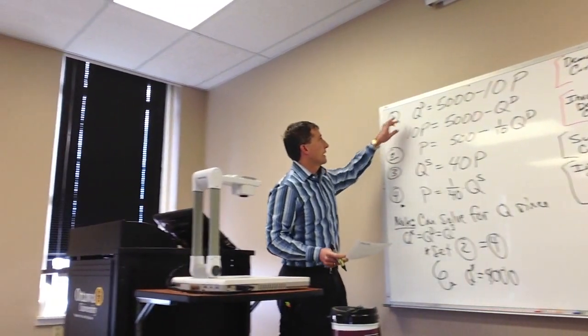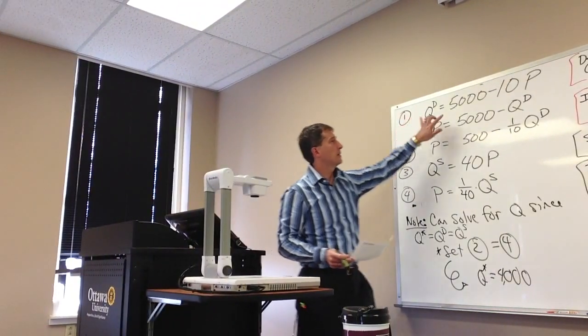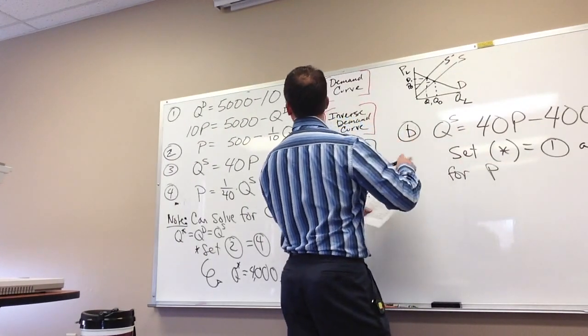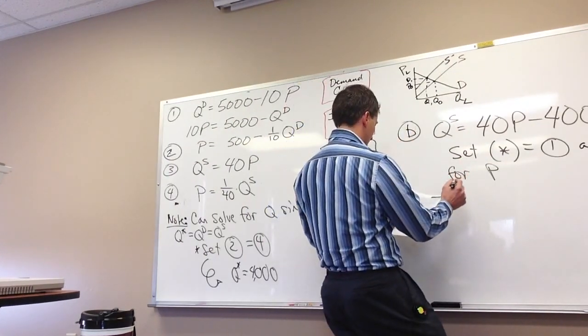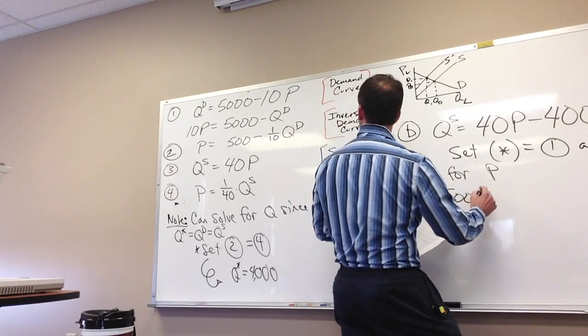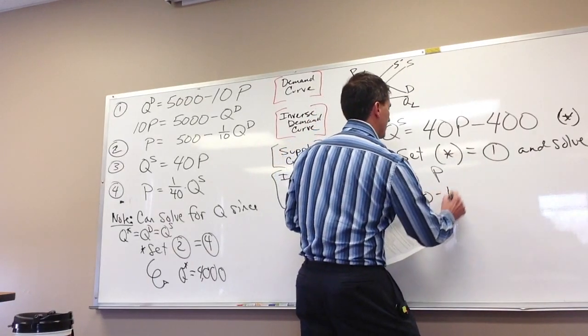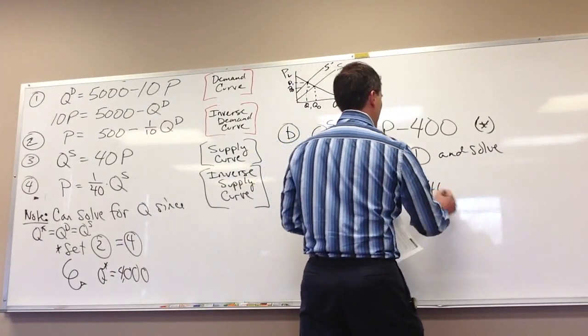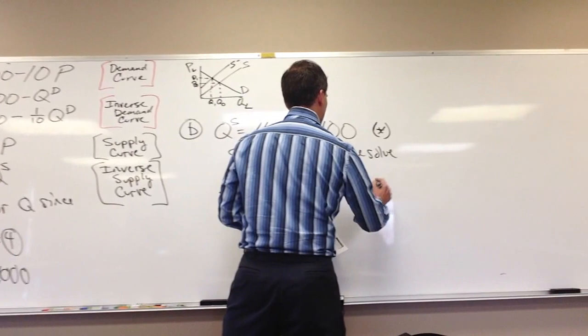So now we just have that extra term in there. Set those equal. Let's go ahead and work this out. 5,000 minus 10p. I did it a little bit backwards here the way I wrote it. 40p minus 400.